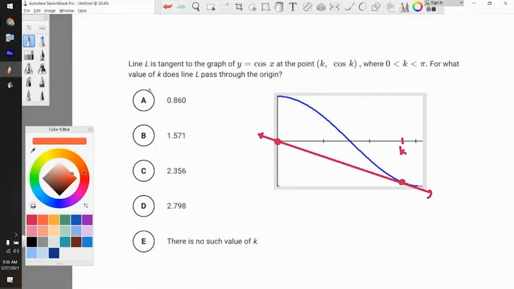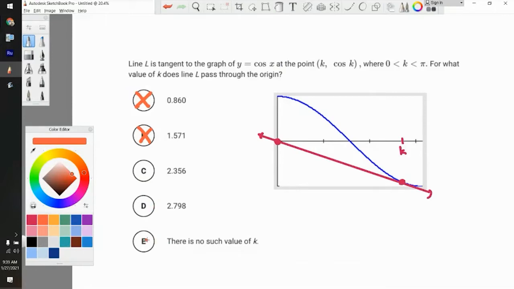I guess first thing I should do is this obviously eliminates some of these answers. It can't be this one, because 0.86 is right here, and that would clearly not go through the origin. So it's definitely not A. 1.57 is right here, and as you can see, that would definitely not go through the origin if I made a tangent line there. So it's definitely not B. It could be 3.56, I'm sorry, but it looks like it's past the 2.5 mark, so I really doubt it's that, but maybe I'm not being exact here. D actually is the correct answer, in case you care.